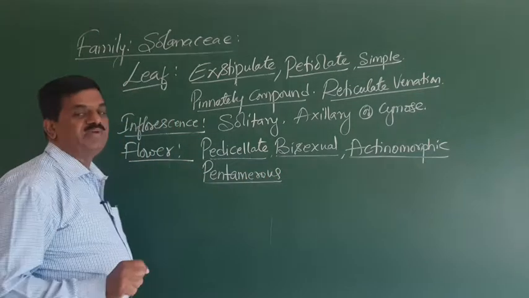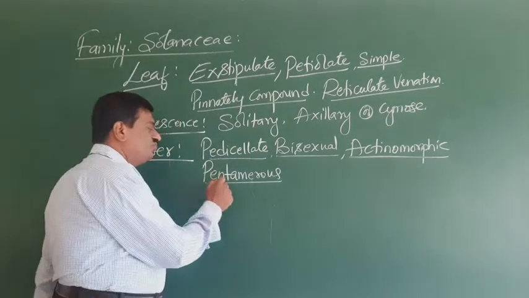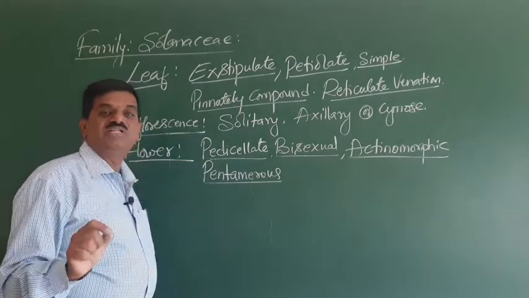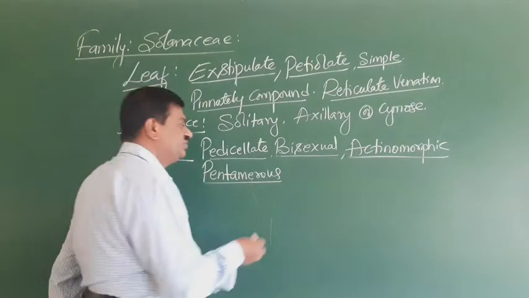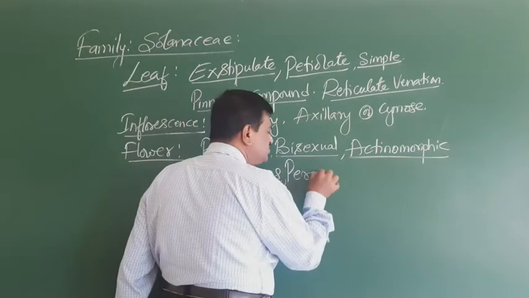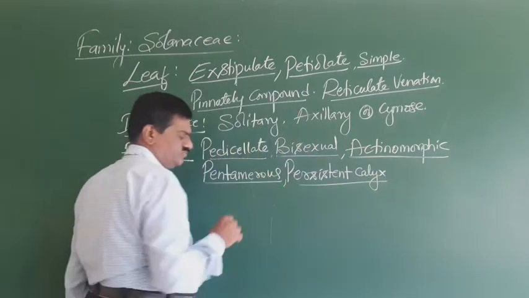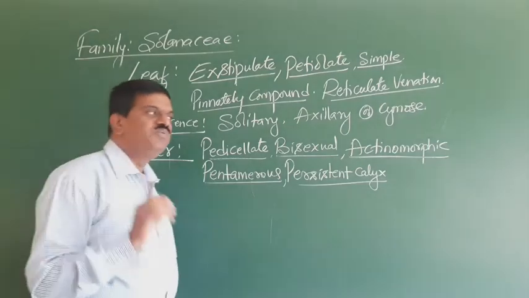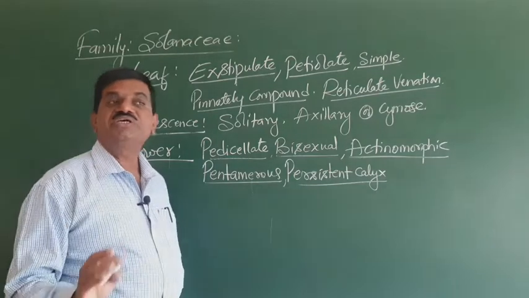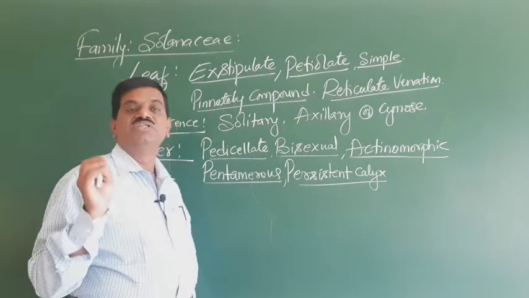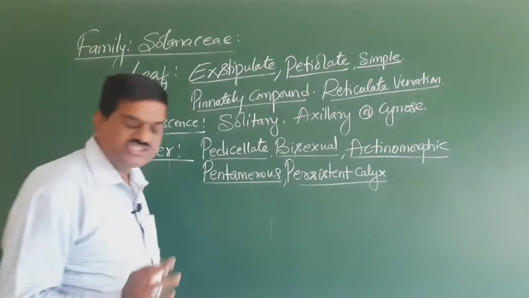The meaning of Pentamerous: there is a presence of 5 sepals or 5 petals, hence we use the word Pentamerous. And there is a presence of persistent calyx. So we know that even brinjal comes under this. The meaning of persistent calyx is that the calyx is present till the fruit development.